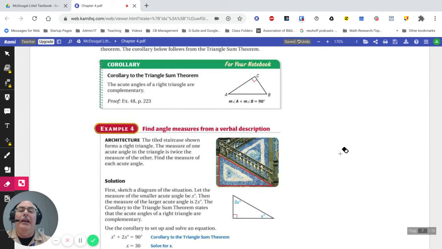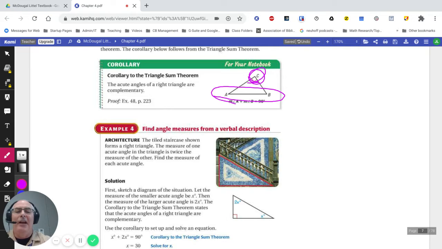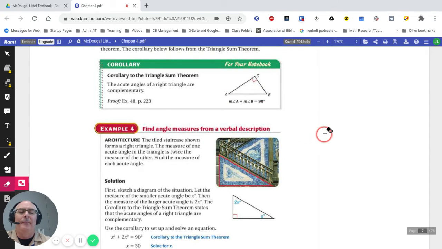When we're looking at a right triangle, what we know is that one of the angles is 90 degrees. Since we know the sum of all three angles of a triangle has to equal 180 degrees, if we take 90 degrees out, we've got 90 degrees left over. So these other two angles are going to be complementary. They're going to add up to 90 degrees. We know that because all three together have to add up to 180 degrees. Pretty straightforward corollary there.